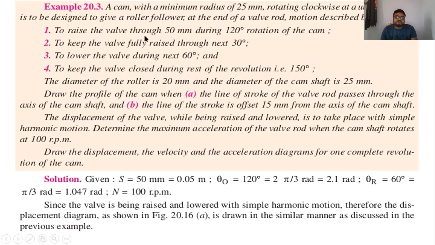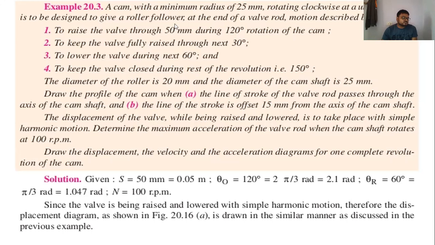So let us see this. First, study the problem carefully. A cam with a minimum radius of 25 mm, rotating at a uniform speed, is to be designed to give motion to a roller follower at the end of a valve rod, with the motion described below. They have given the full information in these points.